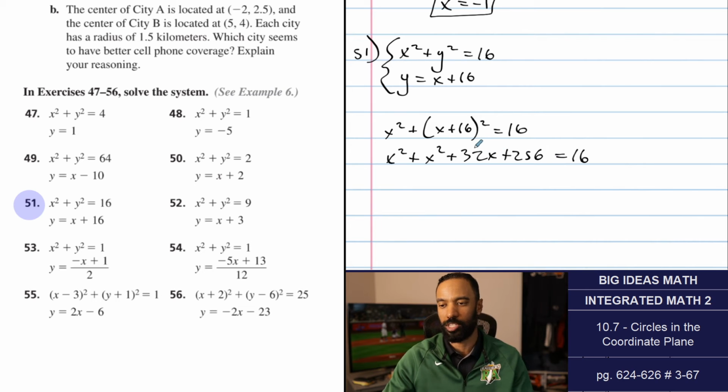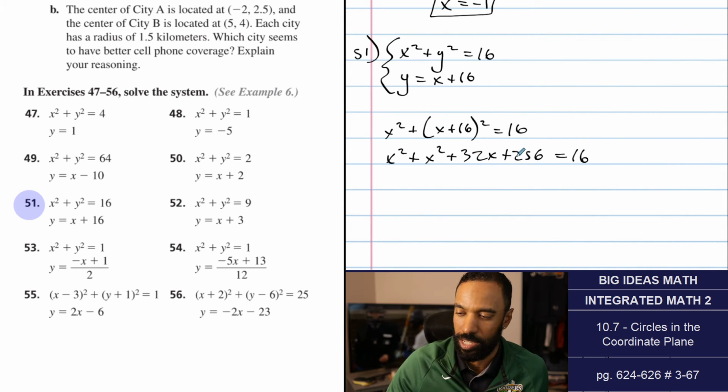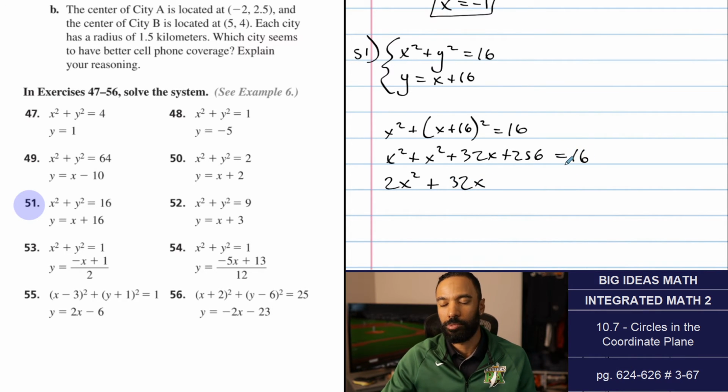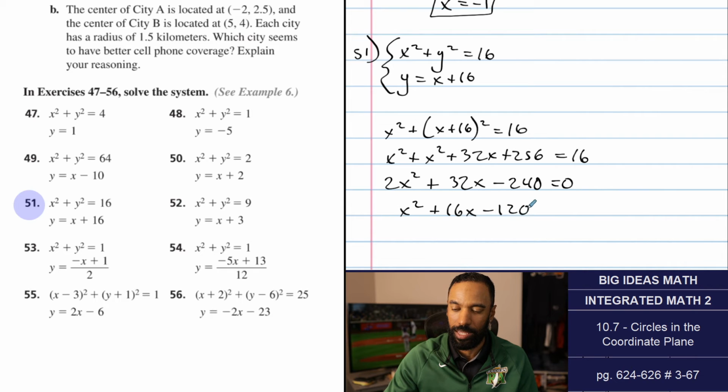And if you're still not sure how I'm expanding those, I'm squaring the first term, squaring the last term, boom, boom, and doubling the product of 16 and x in that case. Combined, we get 2x squared. All these are going to become something you can divide by 2, it seems. Subtract the 16 over, that's 240. And I can divide everything by 2. I get x squared plus 16x minus 120.